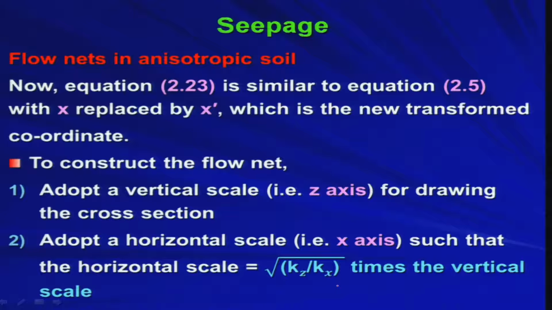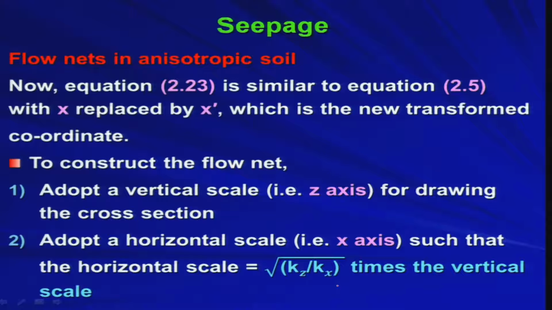To construct the flow net, first adopt a vertical scale, that is the z axis, for drawing the cross section. Now you can construct the flow net in anisotropic soil by following these steps. The second step is to adopt a horizontal scale, that is the x axis, such that the horizontal scale is equal to root over Kz by Kx times the vertical scale. Now you are transforming, otherwise you will not get the families of curves intersecting each other at 90 degrees.